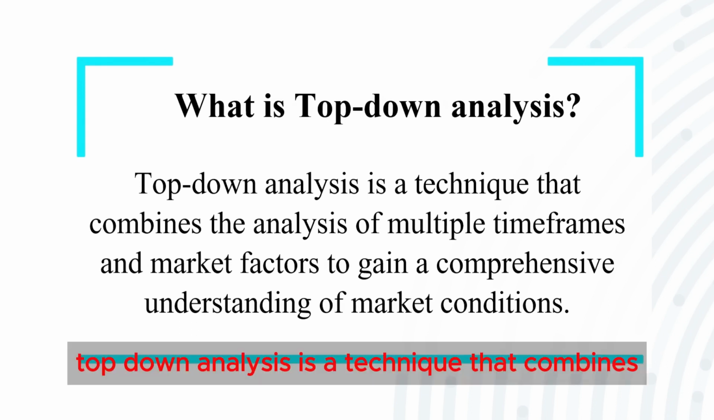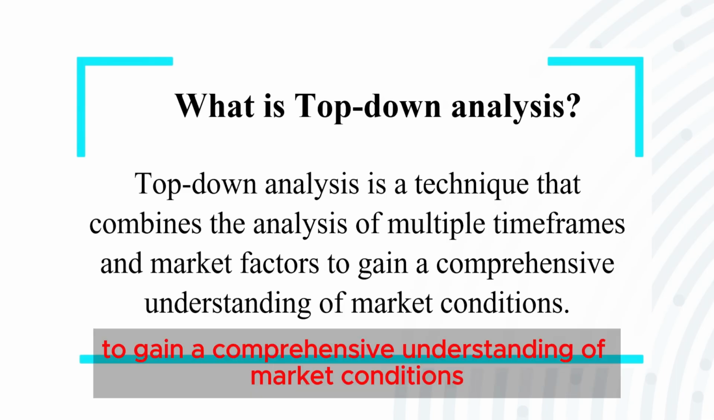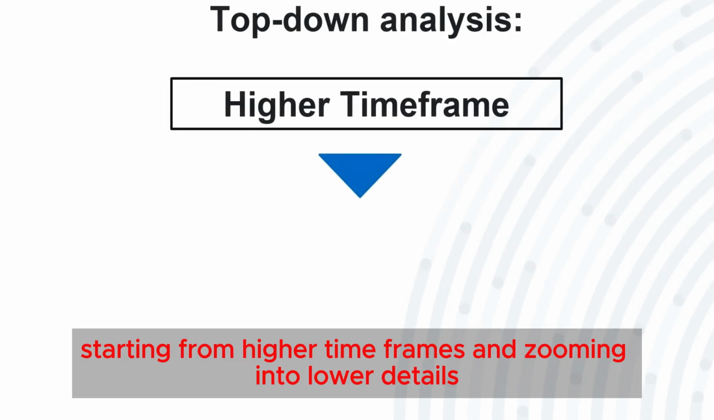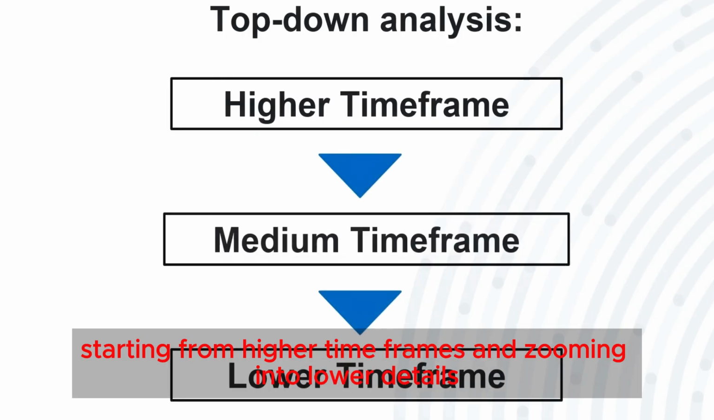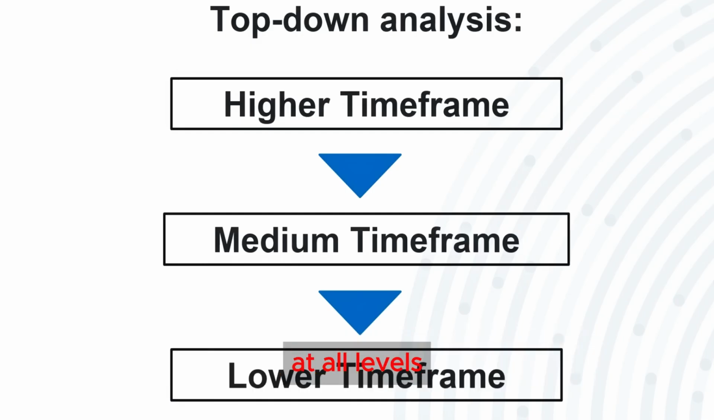Top-down analysis is a technique that combines the analysis of multiple time frames and market factors to gain a comprehensive understanding of market conditions. Starting from higher time frames and zooming into lower details allows us to get a major view of market direction in key areas at all levels.